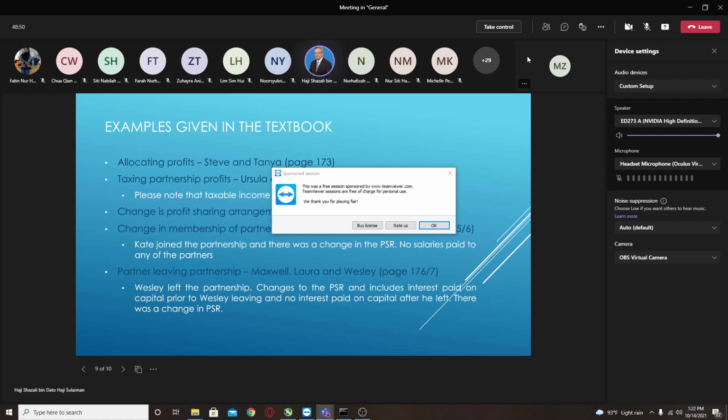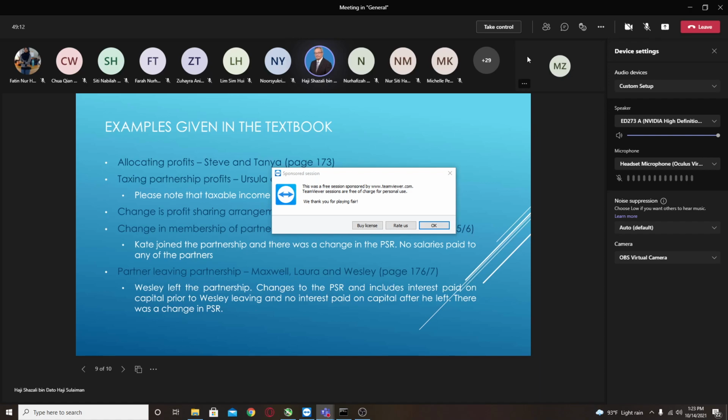Then you do the various calculations based on the changes during the year, whatever the facts that have been given to you. Whether there's interest, whether there are salaries, and what the profit share is, or the changes in the profit share.